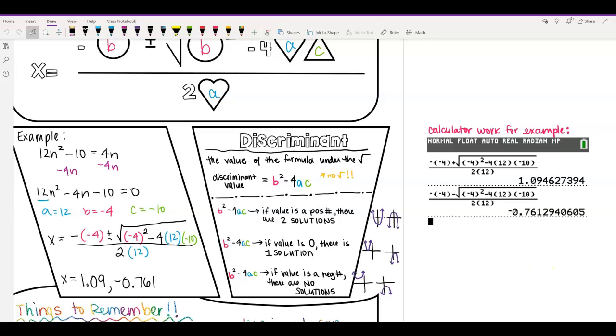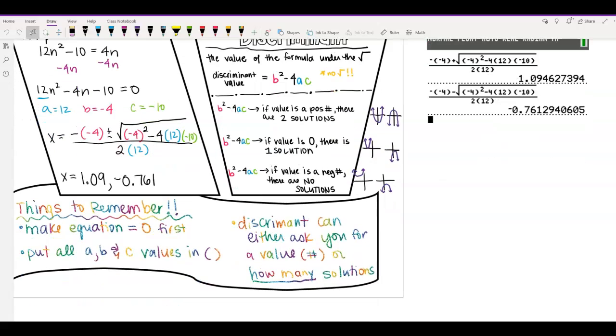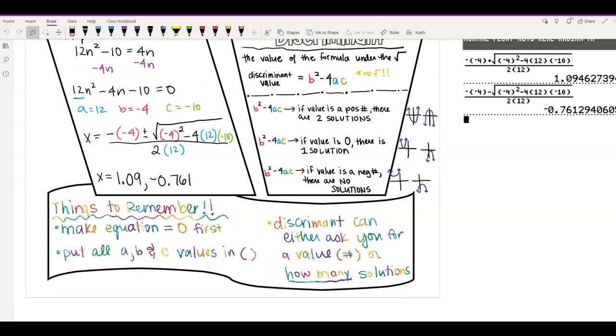Okay, so just a couple of things to remember when you're doing quadratic formula problems or discriminant problems. I said all these a couple of times already, but the first one is make sure your equation is equal to 0 before you do quadratic formula, or you're going to have the wrong ABC numbers. Make sure you put all your ABC values in parentheses when you type them in your calculator so that you get the right values. And then your discriminant can either ask you for a value or they might ask you for how many solutions, so be careful with that.